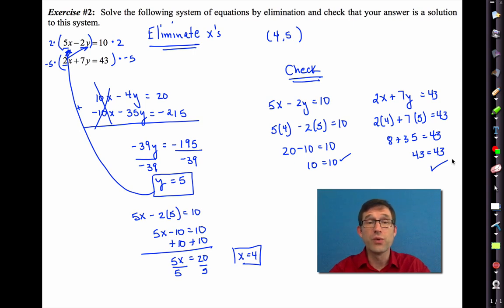Honestly, exercise 2 is, to a certain extent, as bad as it ever gets. The worst case scenario when you do a method of elimination is that you have to multiply both equations in order to get opposites. So that was it. It doesn't get any harder than that. So let's get some more practice.